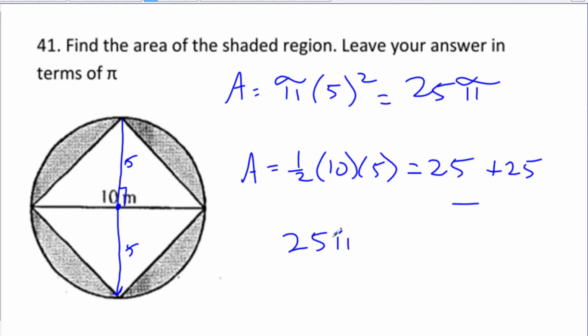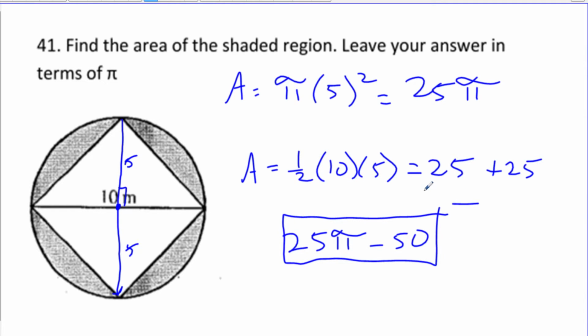So I'm going to say 25 pi minus 50 represents the area of the shaded region. You could have also used what you know about squares, the diagonals of squares, and 45-45-90 triangles and found the area of the square that way. But I saw this triangle and that saved me having to do work with radicals, and that seemed better to me, so I went with that.